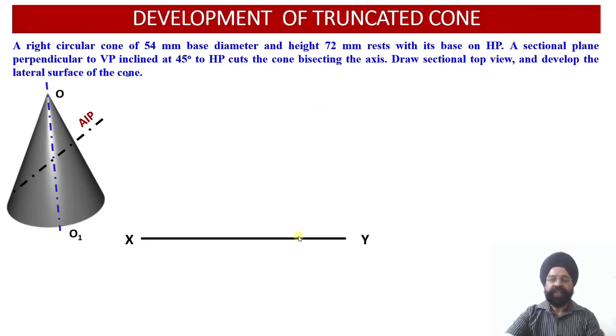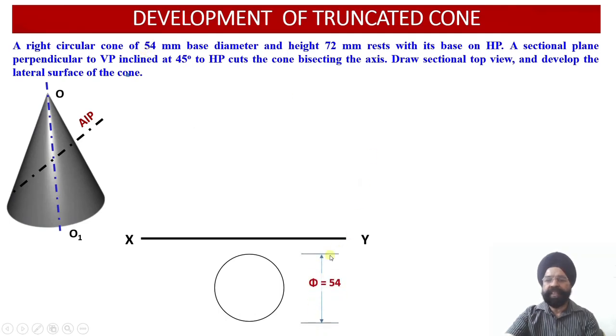First of all, since this cone is resting on the horizontal plane on its base, if we look at this cone from the top, the top view will reveal the circular portion, that is, it will be drawn on the horizontal plane, and this will be drawn below the XY reference line. The diameter of the circle is given to us. This is equal to 54 millimeter, so this is the diameter of the cone.